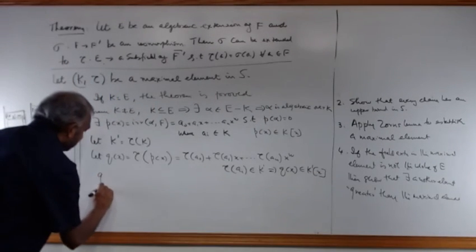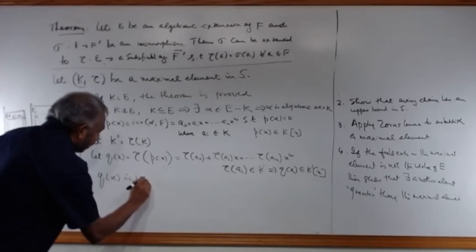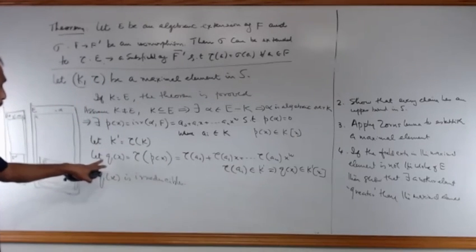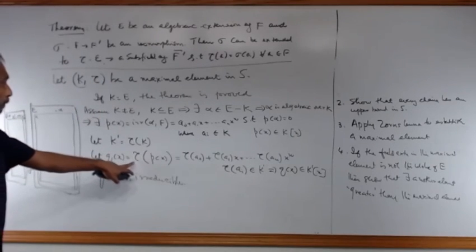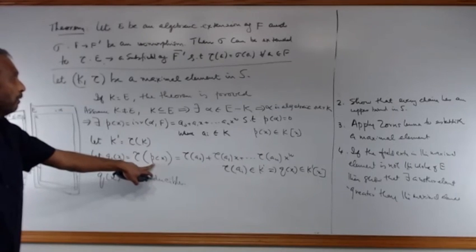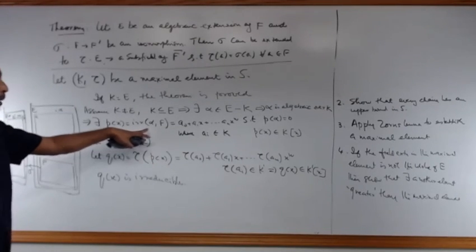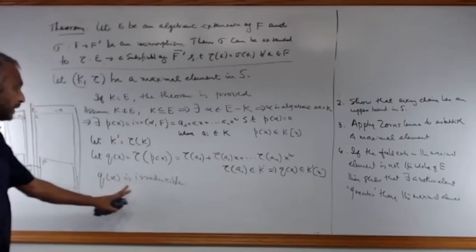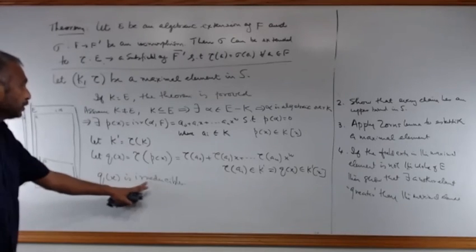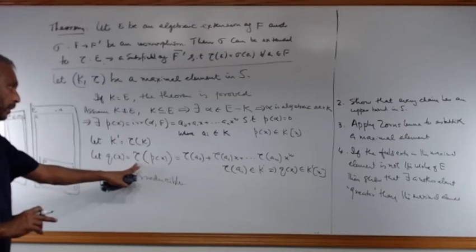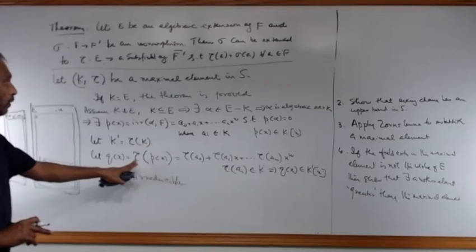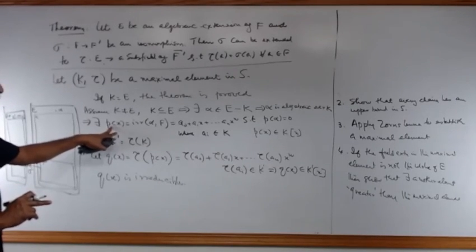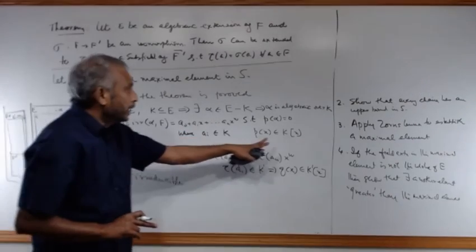This q of x is irreducible. Why? Because we got q of x from an isomorphism of an irreducible polynomial. If q of x is not irreducible, q of x can be factorized, and so if you take the inverse of tau, we'll find that p of x is reducible, which is not right because p of x is an irreducible polynomial over k.